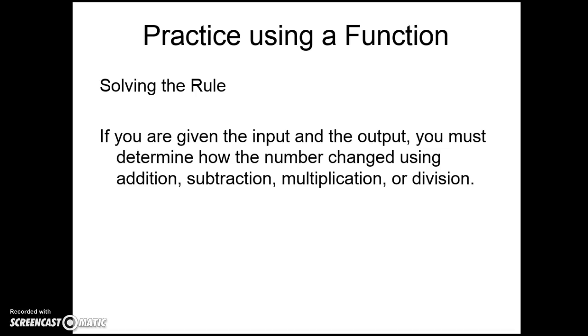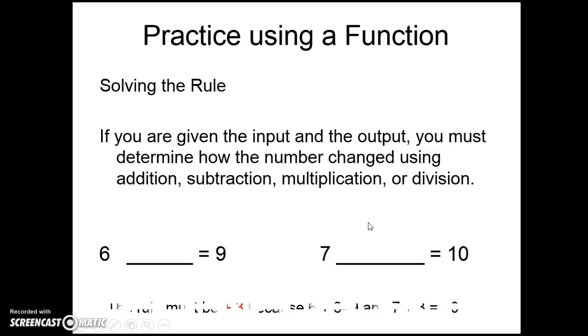If you're given the input and the output, you must determine how the number changed using either addition, subtraction, multiplication, or division. So if it's 6 blank equals 9 or 7 blank equals 10, you know that it did something. They changed something. How? The rule must be plus 3 because 6 plus 3 equals 9 and 7 plus 3 equals 10. If you're thinking about it in the algebra sense, you know that from going 6 to 9, they increased the number. So the only way you can increase a number in this case would be addition or multiplication. 7 increased to 10. So again, it must have been addition or multiplication.